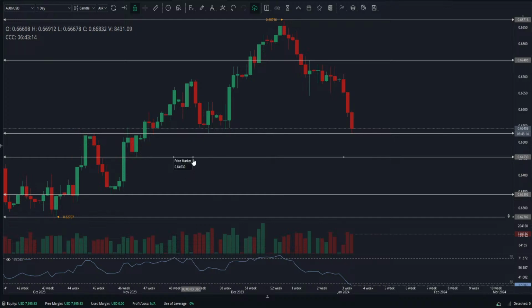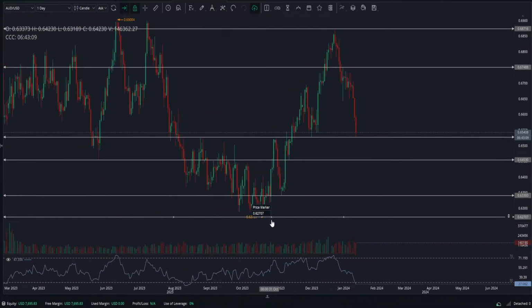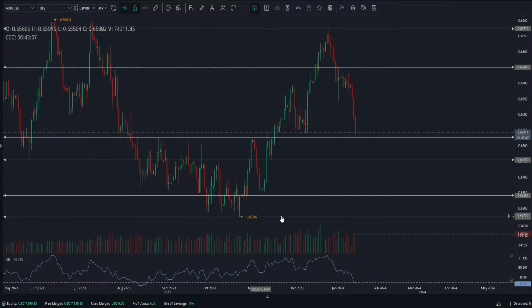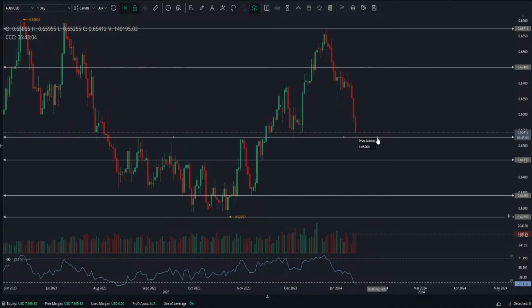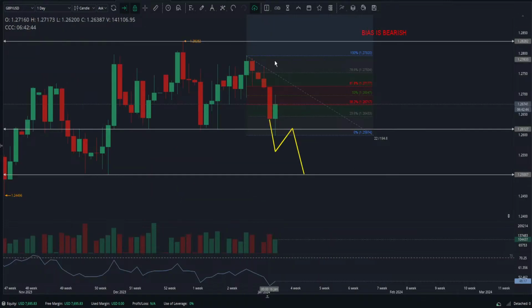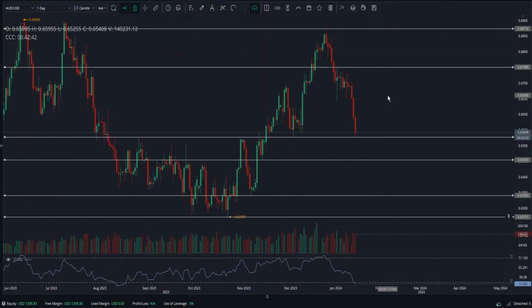And below that, we have the next objective, 0.6339. The ultimate objective is, I think, 0.6270. But yes, this is a very strong downfall for the Australian dollar against the US dollar. And if we see trading below 0.6526, then yes, the lower targets, which are in the form of 0.6453, 0.6339, and 0.6270, will be exposed in the near term. So in this one, the bias is bearish, and in this one also, the bias is bearish.